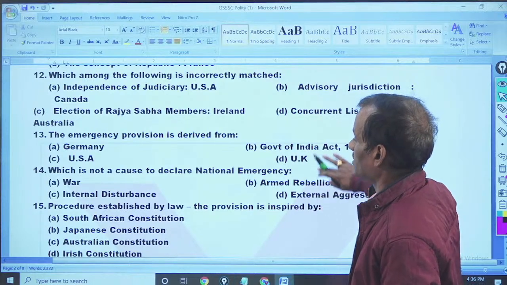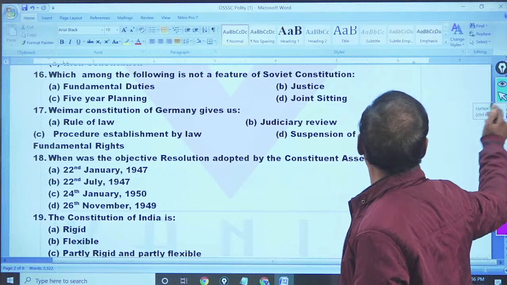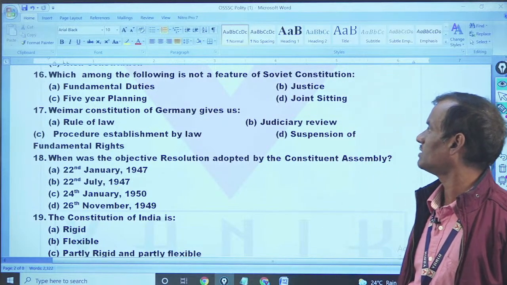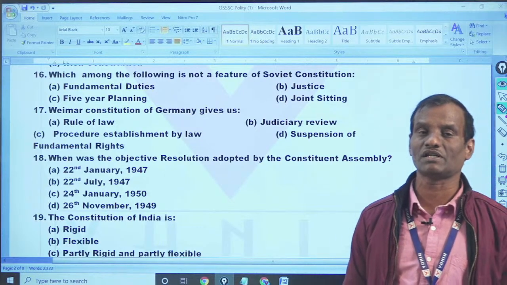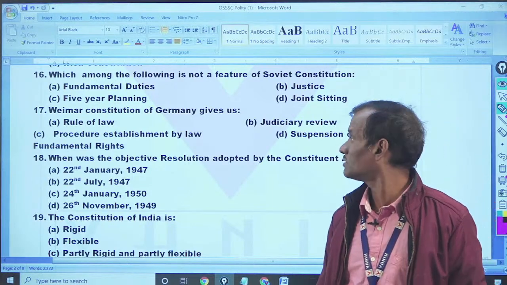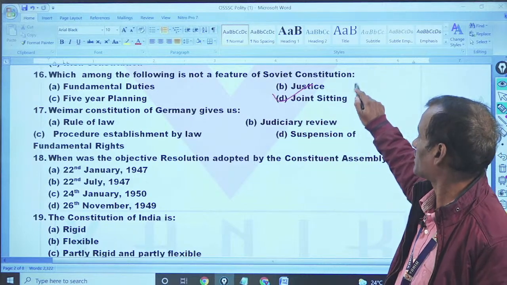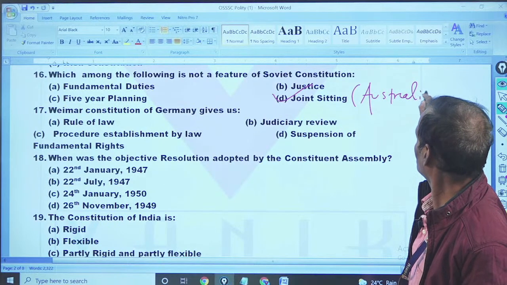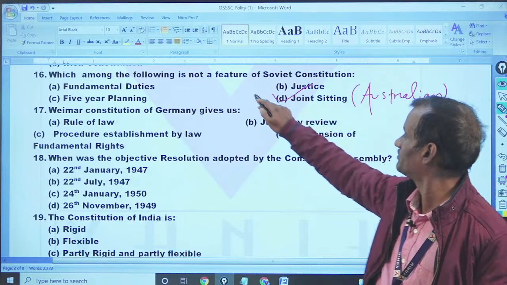Now question number 16, which among the following is not a feature of the Soviet constitution? Fundamental duty is from the Soviet constitution. Justice, social, economic and political, mentioned in the preamble, is also borrowed from the Russian constitution, but joint sitting is not from the Russian constitution, it is brought from the Australian constitution. That is D.